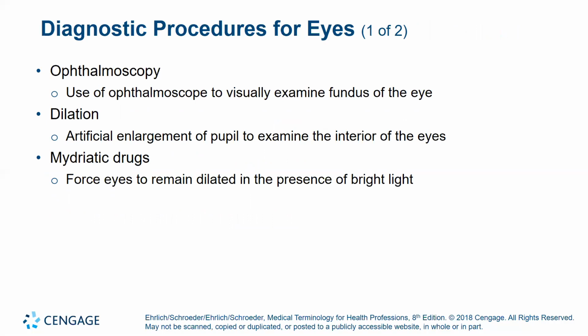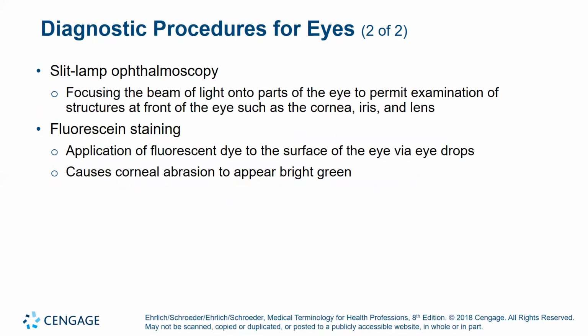Next, we have diagnostic procedures of the eye. Ophthalmoscopy, use of ophthalmoscope to visually examine fundus of the eye. Dilation is just an artificial enlargement of pupil to examine the interior of the eyes. Mydriatic drugs, this forces eyes to remain dilated in the presence of bright light. Continue, we have the slit lamp ophthalmoscopy. This is focusing the beam of light onto parts of the eye.